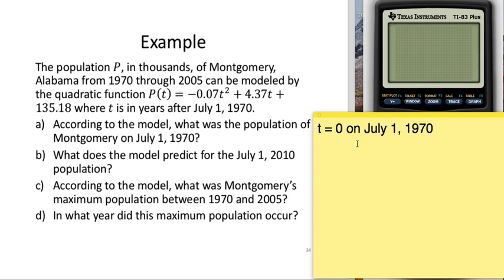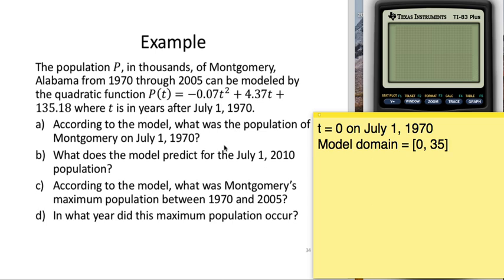Our model domain, I'm going to jot this down too. Our model domain is the years 1970 through 2005. 1970 is 0, and 2005 is 35 years later. So that's the interval from 0 to 35. Those are the t values where our model is defined. Basically, we're being told that the model was generated from data in that 1970 to 2005 range.